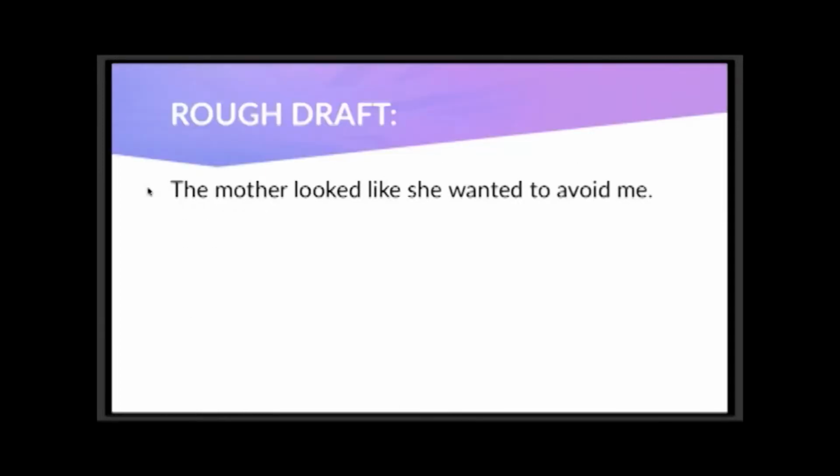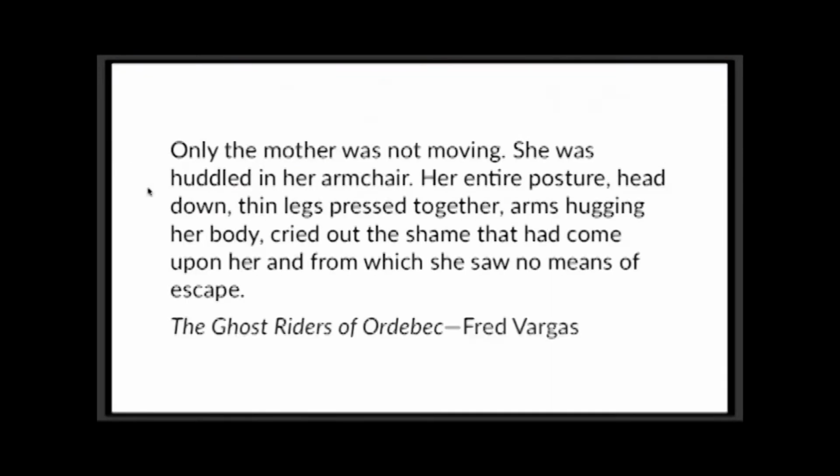Here's another example. The mother looked like she wanted to avoid me. Okay, boring. It's passive. We're waiting to see that character on the stage or on the page, in this case, do something, but we're not in the story. As opposed to this, only the mother was not moving. She was huddled in her armchair, her entire posture, head down, thin legs pressed together, arms hugging her body, cried out the shame that had come upon her, and from what she saw, no means of escape.